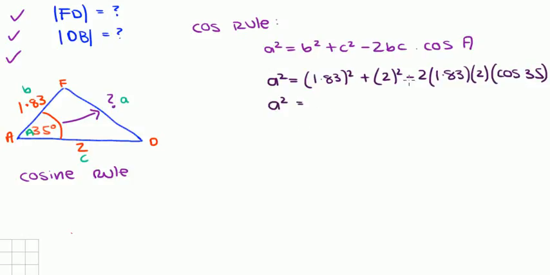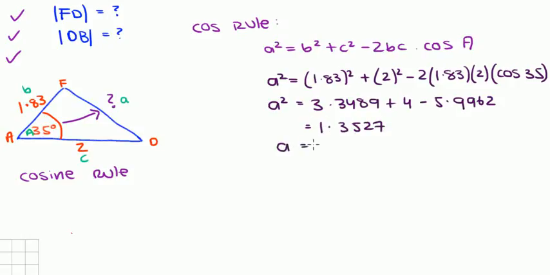So a squared, when we simplify everything here on the right, we get 1.3489 plus 4 minus 5.9962. To simplify further, this is going to give us 1.3527. Therefore a is equal to the square root of all of that. So we find a is equal to 1.1631. Now we have the length for FD.